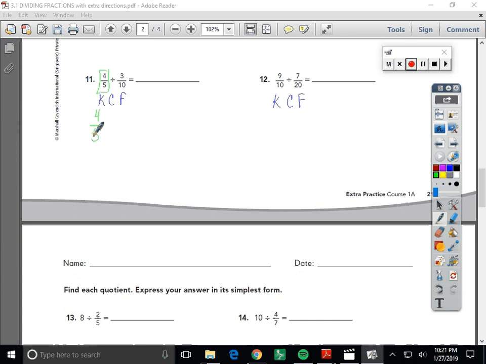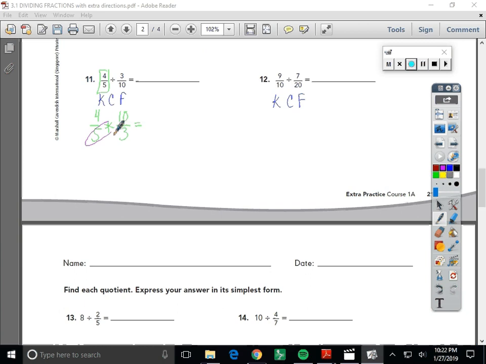Let's keep the first fraction. 4/5 stays the same. What do we change division to? It's opposite, or multiplication. And if I flip 3/10, it's going to look like 10 over 3, also known as a reciprocal. And then I'm ready for multiplication rules. Do you see any cross-simplifying in this problem? I hope you say yes.